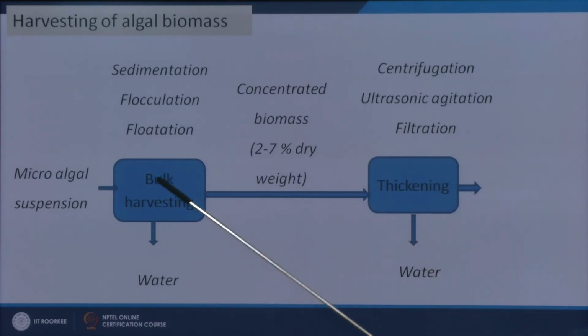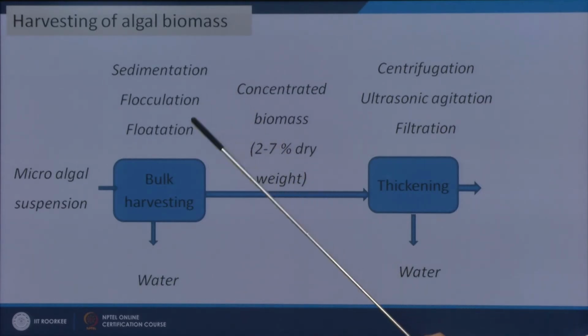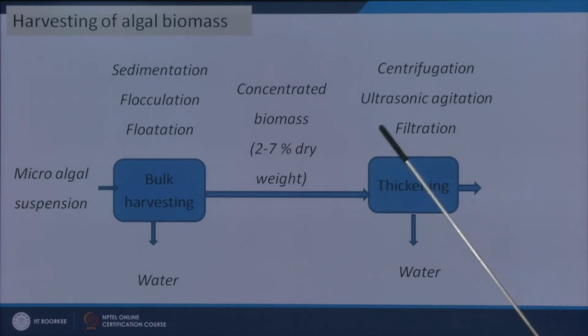In bulk harvesting, there are different techniques that people have tested, that is sedimentation, flocculation and flotation, and for thickening, centrifugation, ultrasonic agitation and filtration. So, these are the different techniques that have been reported in literature for the harvesting of algal biomass, but we will see now that all the processes have their own limitations and advantages and some characteristics, and require further investigation and improvement.